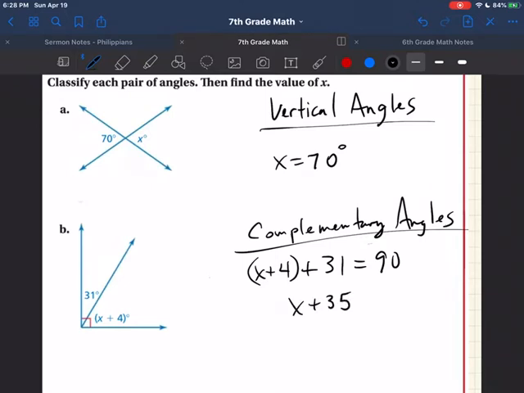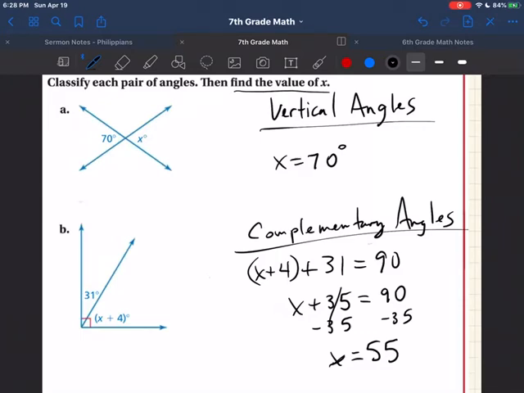So x plus 35, because I took the 31 and the 4 and added them together. And then I'm going to subtract 35 from both sides. And I'm left with 90 minus 35, which is 55. Yeah, 55. So x is 55. And it wants me to find the value of x.